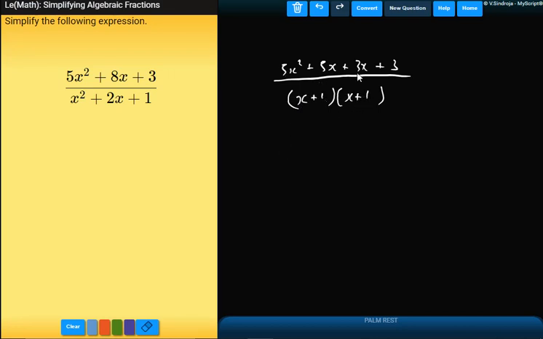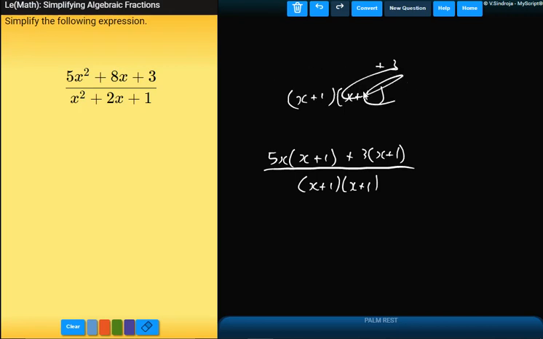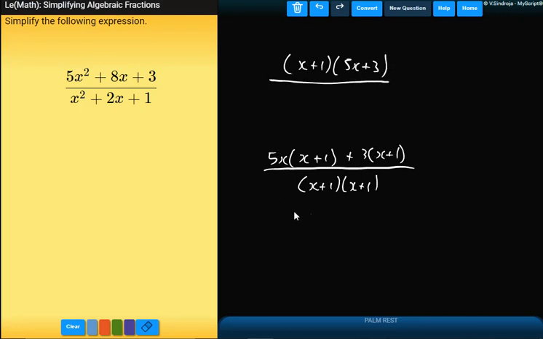Okay, and then on the top you can factorize from the left hand side, you can factorize a 5x out, and then it'd be x plus 1 plus, and then you can factor a 3 out, so it'd be x plus 1, and on the bottom you have your x plus 1. Okay, let's get rid of all of that. So on the top, the x plus 1's the repeat, so that's one of them, and the other one's 5x plus 3. And then you've got those two double brackets on the bottom.